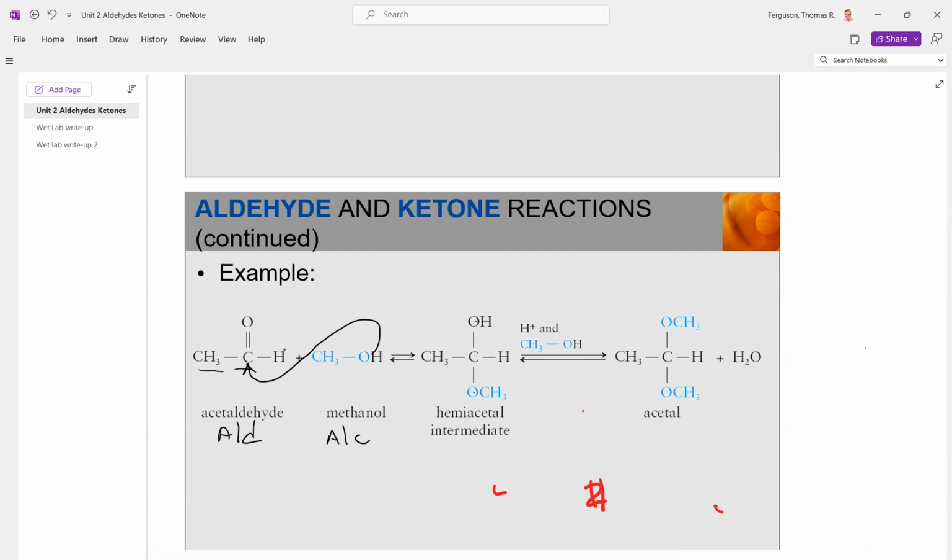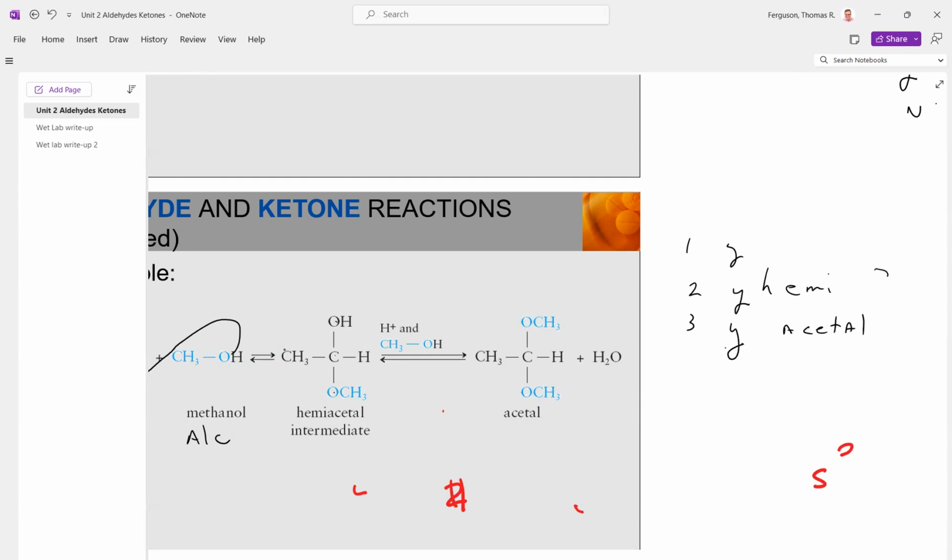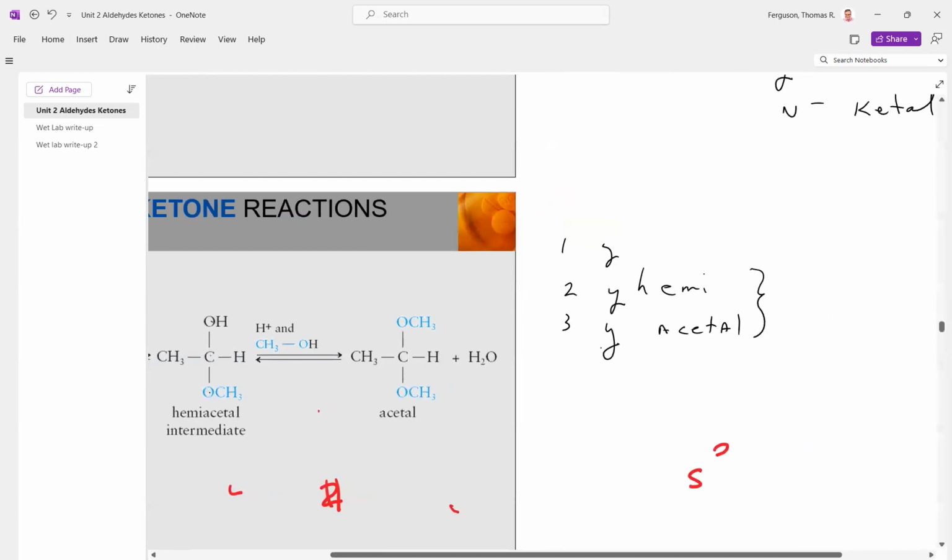So let's analyze that. Okay. Number one is yes. Number two, is there an OH present? Yes. That means it's a hemi something. Number three, is there a hydrogen present? Yes. That means it's an acetal. So that means it's a hemiacetal.